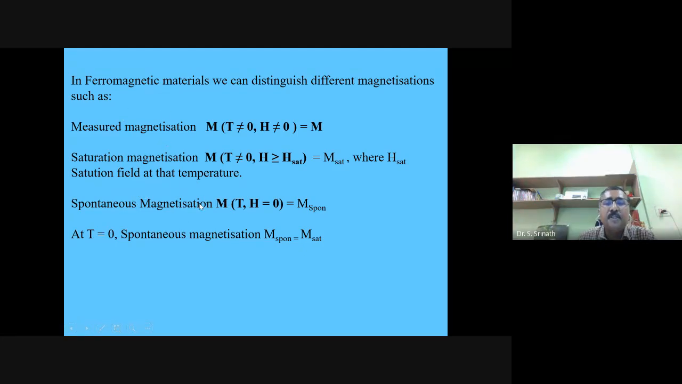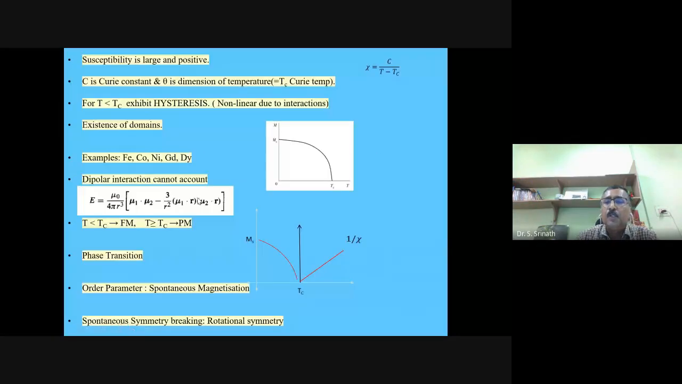And if you plot this as a function of temperature at a field, you will see this kind of behavior. At the lowest temperature, it will have a maximum magnetization. In fact, at T equal to zero, for a ferromagnetic body, the spontaneous magnetization and the saturation magnetization are one and the same, because at that temperature there is no thermal energy, there is no decrease in the net orientation. All the spins are oriented along a particular direction. The sample is also saturated.